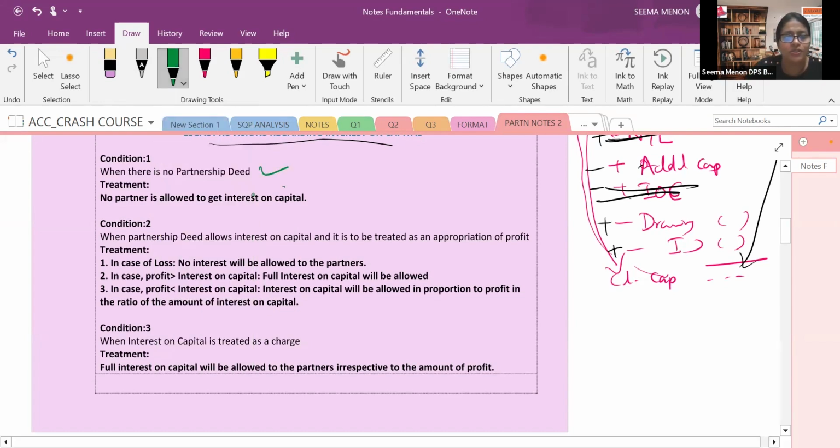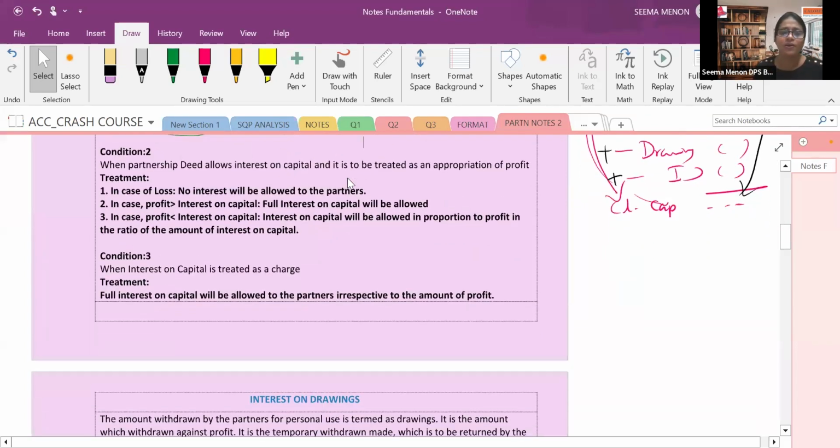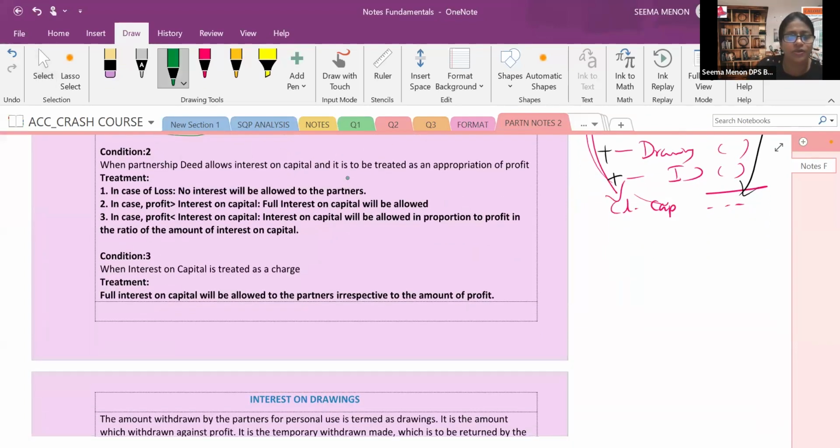When there is no partnership deed, if there is no partnership deed, what is to be done? No partner is allowed to get interest. No interest on capital will be allowed. No IOC. Okay, IOC will not be given. I hope you are clear. If there is nothing mentioned about a partner's interest on capital, you will not charge any interest on capital.